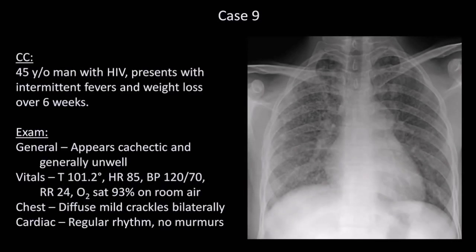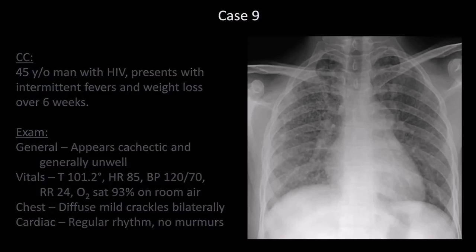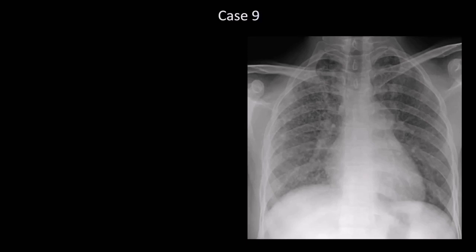A 45-year-old man with HIV presents with intermittent fevers and weight loss over 6 weeks. So there's obviously a diffuse bilateral process going on. Is it alveolar or interstitial? There are small, very well-defined, homogeneously spread opacities indicative of an interstitial process. Unlike case 7, in which there were too many lines, in this case there are too many dots. That is, the patient has a predominantly nodular interstitial pattern.